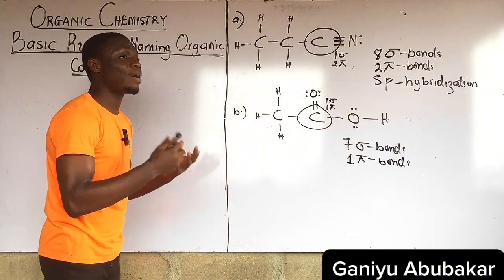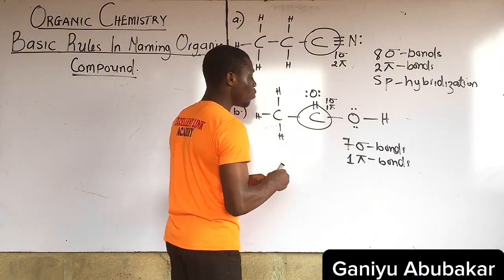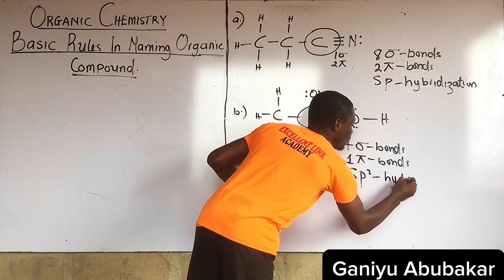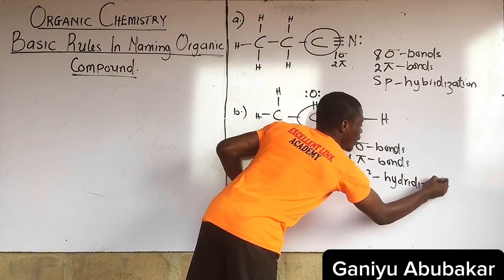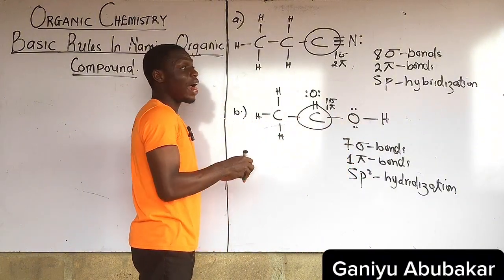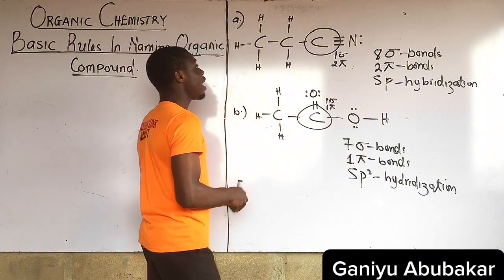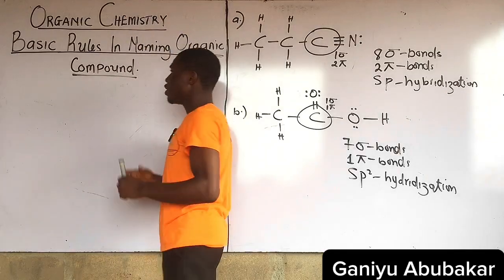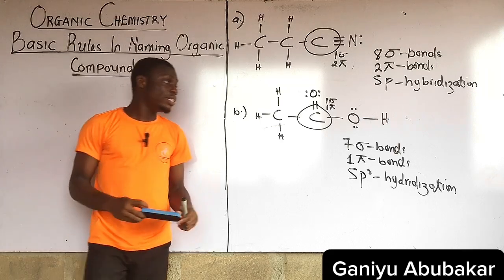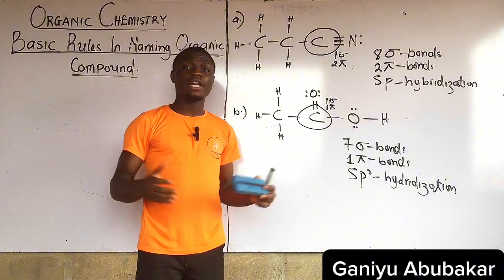Let's get the hybridization pattern. This is a double bond, of course, on another carbon. A double bond is sp2 hybridization, because a double bond is an alkene. That's sp2 hybridization. All right, having understood this concept, let's dive into the basic rules in naming organic compounds. So what are some of the rules needed in the concept of naming organic compounds?